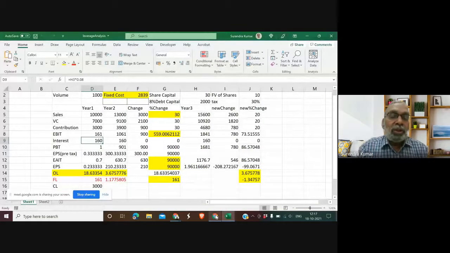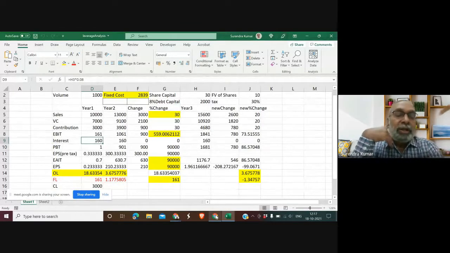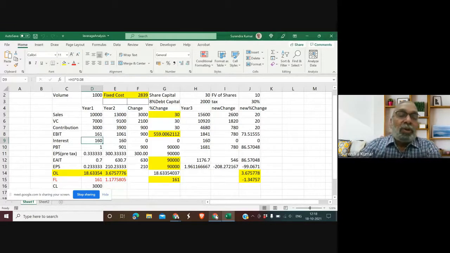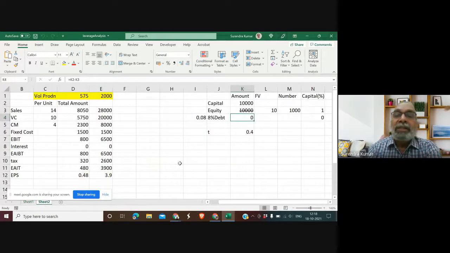See, in the last 2, 3 classes, we have been discussing leverage analysis with a very conceptual and diagrammatic perspective. And now that we have gone through that, we also looked at an Excel sheet to understand that. This was the Excel sheet before you, the one on your screen. Through that we understood various dimensions, and we tried to link this with the diagrams that we were drawing in the class.